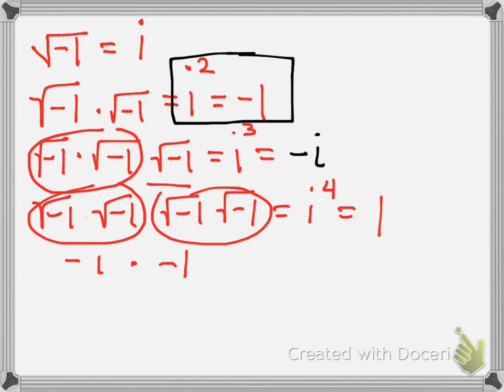Alright, so with imaginary numbers, they always come in this pattern. There's a pattern of 4: i to the first power, i squared, i cubed, and i to the 4th. And then this whole pattern would start over again.